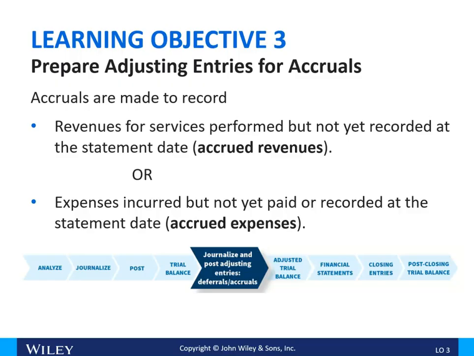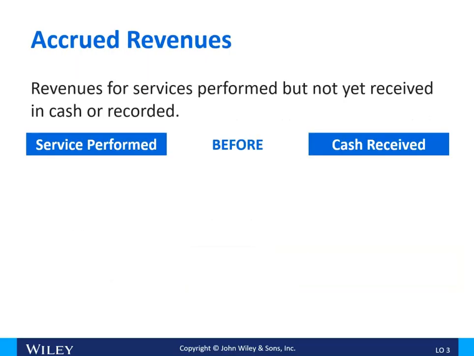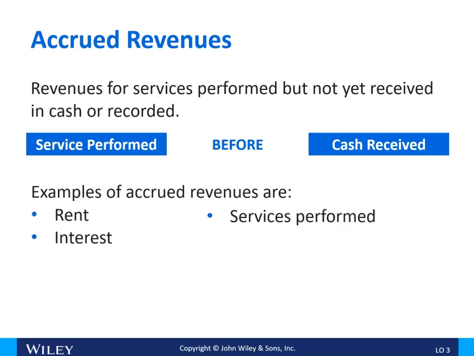Next, we'll talk about accruals. Accruals are made to record revenues for services performed but not yet recorded at the statement date, so accrued revenues, or expenses incurred but not yet paid or recorded at the statement date, accrued expenses. So accrued revenues are services performed, not yet received in cash or recorded. So the service is performed before cash is received. Examples: rent, interest, services performed.